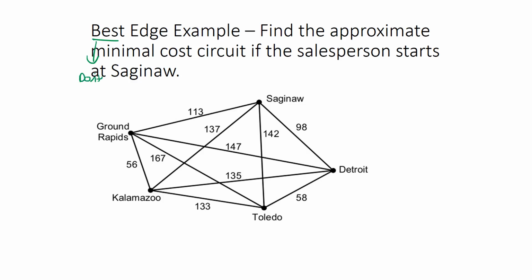So let's just remind ourselves we don't start at a particular vertex. We might write our final answer starting at Saginaw. So don't start at a particular vertex. Remember, no 3 edges coming out, and no circuit too early. That's the thing that you have to watch out for.